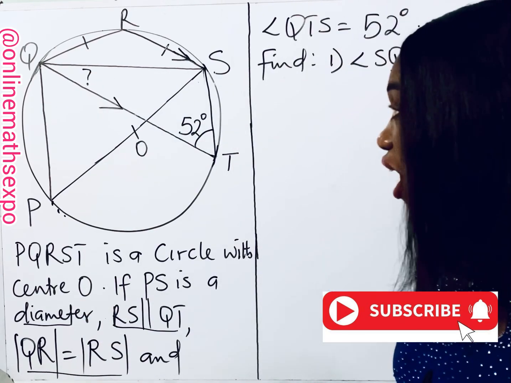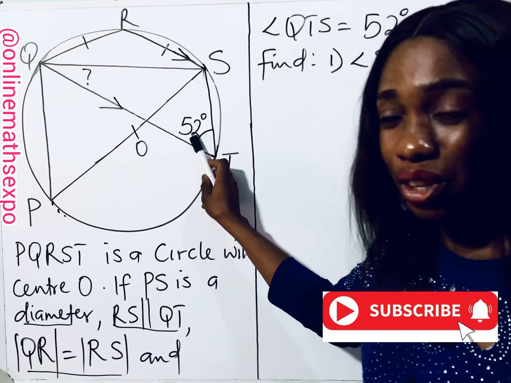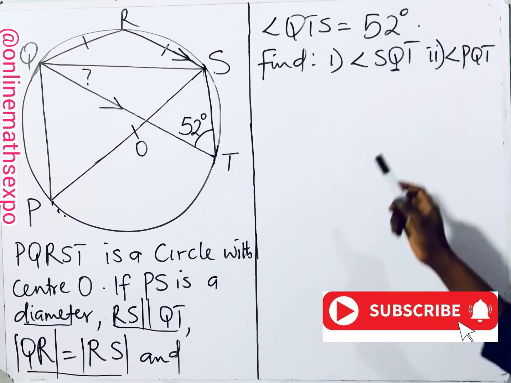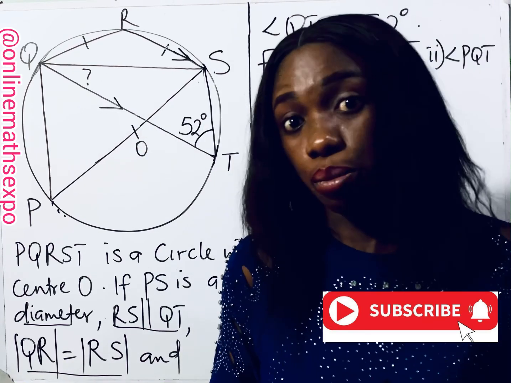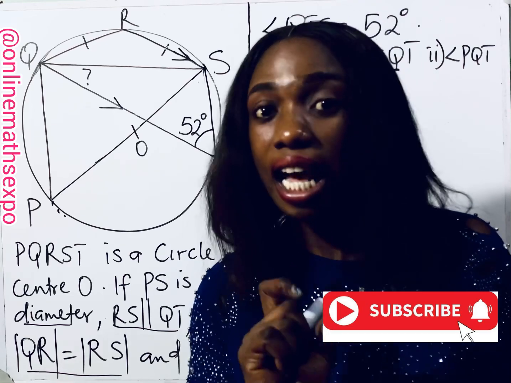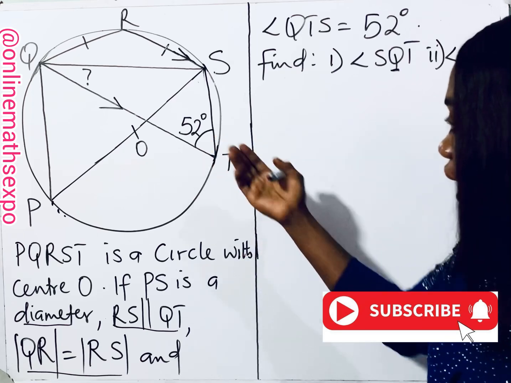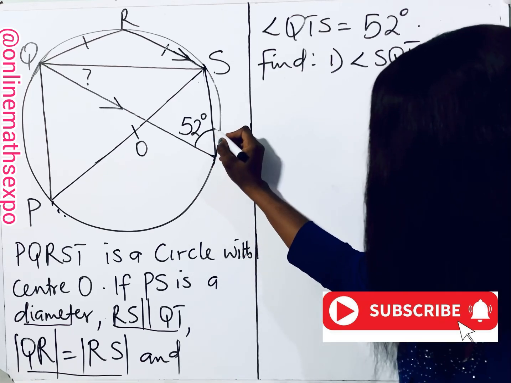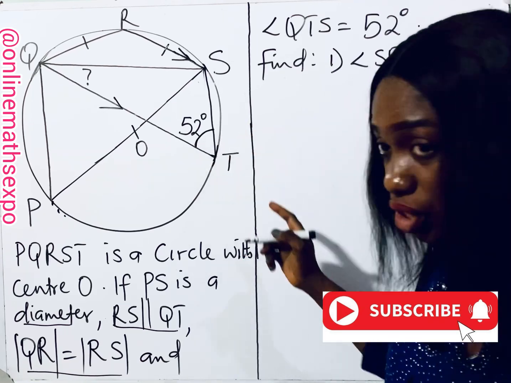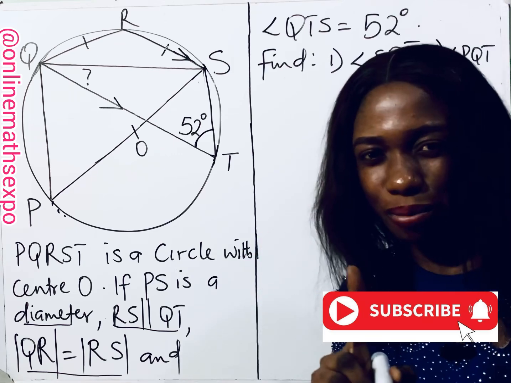Now, how do you do this? If you look at this diagram, you're only given one angle. To find all these angles, it is so challenging, but it's just very simple, okay? Now, let me help you to discover some tips here. When you look at this, you are only given this angle as 52 degrees, but observe something.